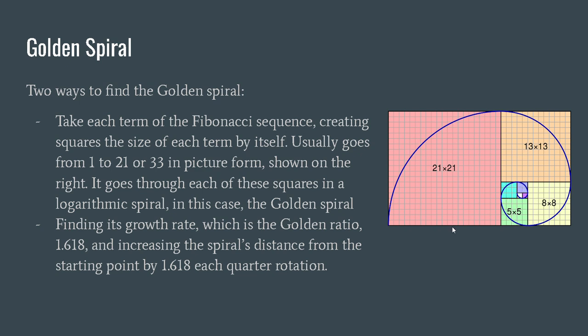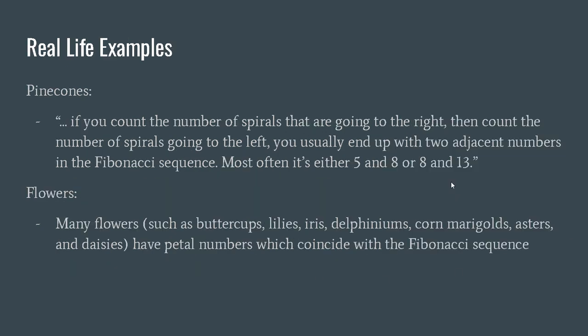But again, these squares are an easier, less complex way of finding the golden spiral, so this is usually what you see people do. One thing I will say as well is that when you start at 1, you're going outward instead of inward. So this actually goes on to infinity, just like the Fibonacci sequence. The next one would be 33 by 33, then 54 by 54. It gets infinitely larger, just like the Fibonacci sequence.